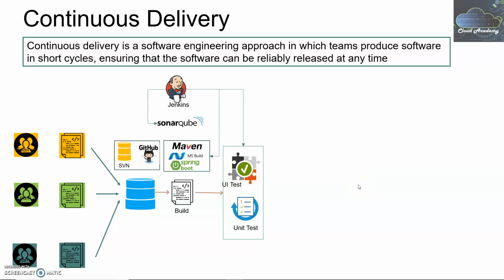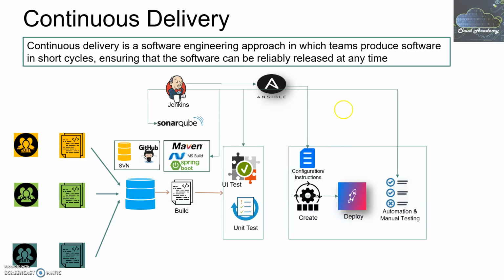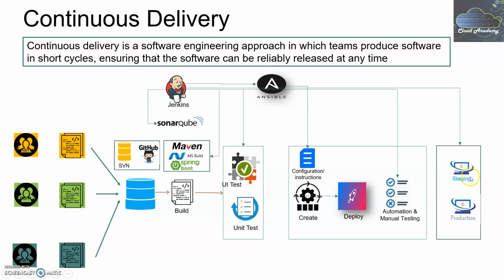That means first it will move to the ops team. The ops team will keep your infrastructure ready. So what will they do? They will create the environments based on the instructions and configuration provided by the development team, and they need to deploy those packages to the respective servers. It could be staging, QA, or production.